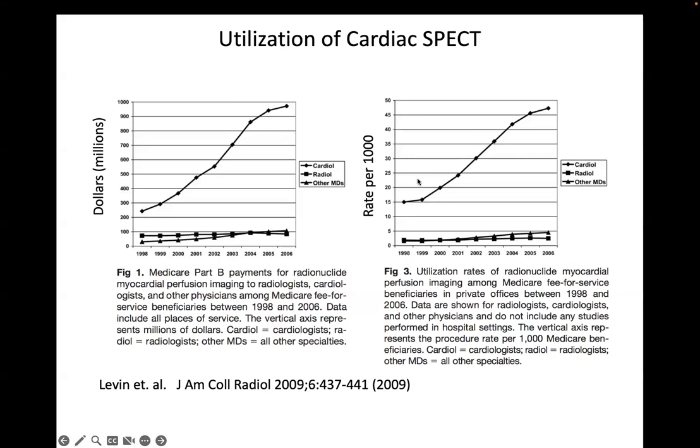And it's not that the procedure itself got more expensive, increasing the revenue. It's the fact that so many more people are getting it. And this is the rate per 1,000 patients in Medicare Part B who get this test when they show up at the cardiologist's office. So here you have 15 out of 1,000 in 98, and now we're already up to 50.